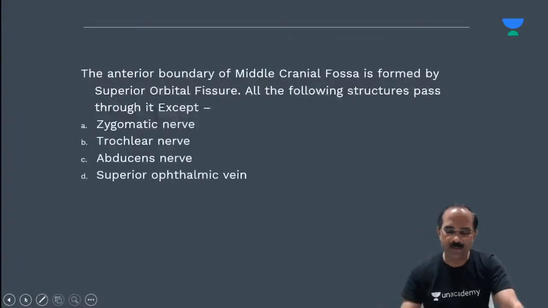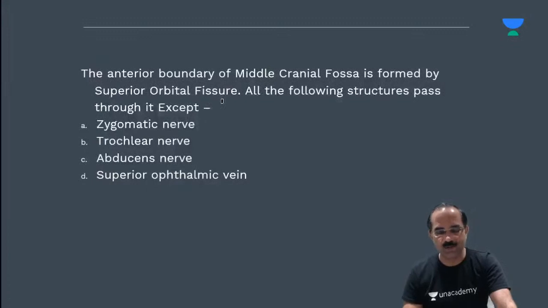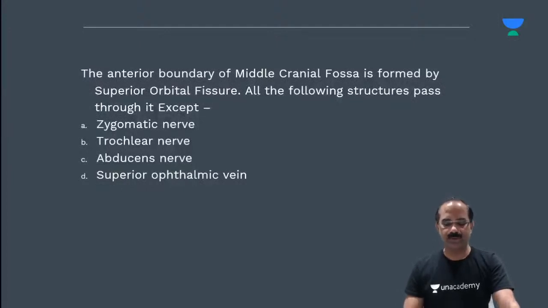Answer this. Come on, students, answer this. The anterior boundary of the middle cranial fossa is formed by the superior orbital fissure. All the following structures pass through it except. Answer this. Anyone?